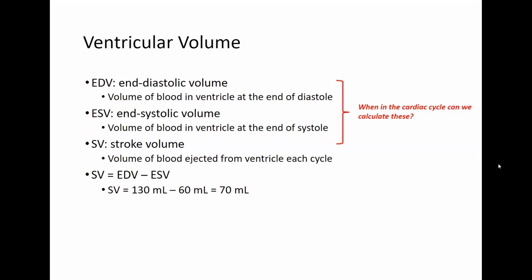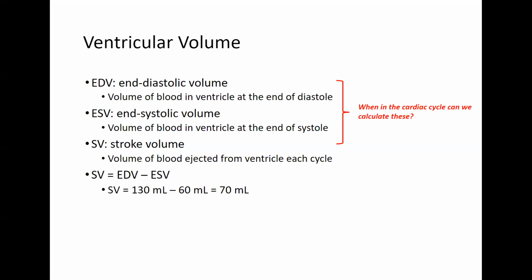Okay. So thus far, we've been talking about pressure. And we've talked about volume a little bit, but there are a couple of specific named volumes that we want to think about now. We've just been talking about how much blood is in the ventricles at any given point and how that relates to pressure so far. But we're also really interested in how much oxygenated blood is getting out to the body during any given heartbeat.